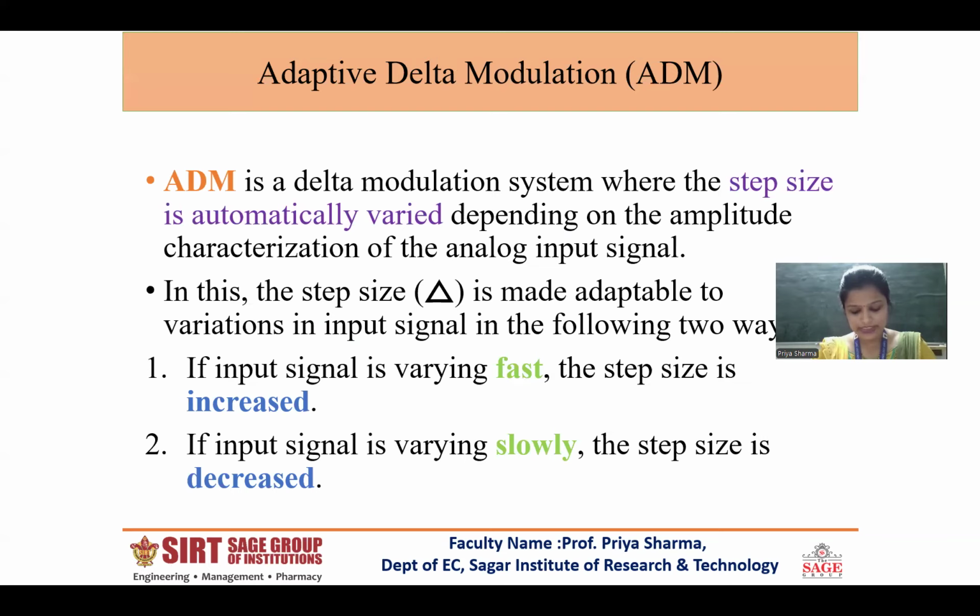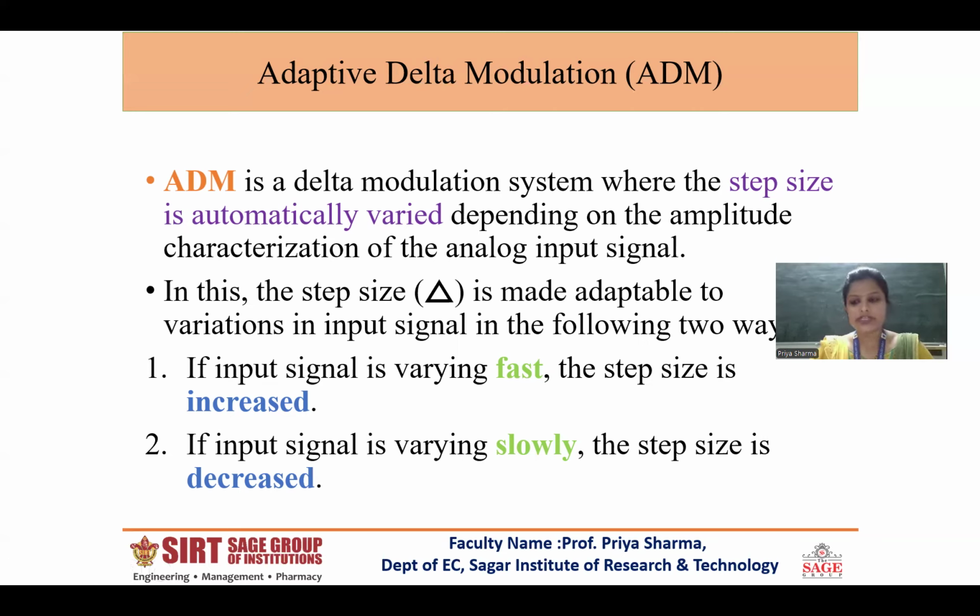So basically, let's discuss adaptive delta modulation. Adaptive delta modulation is a delta modulation system where the step size is automatically varied depending on the amplitude characteristics of the analog input signal. In this, the step size, which is denoted by delta, is made adaptable to the variations in the input signal in the following two ways. If the input signal is varying very fast, the step size is increased. If the input signal is varying very slowly, the step size is decreased.